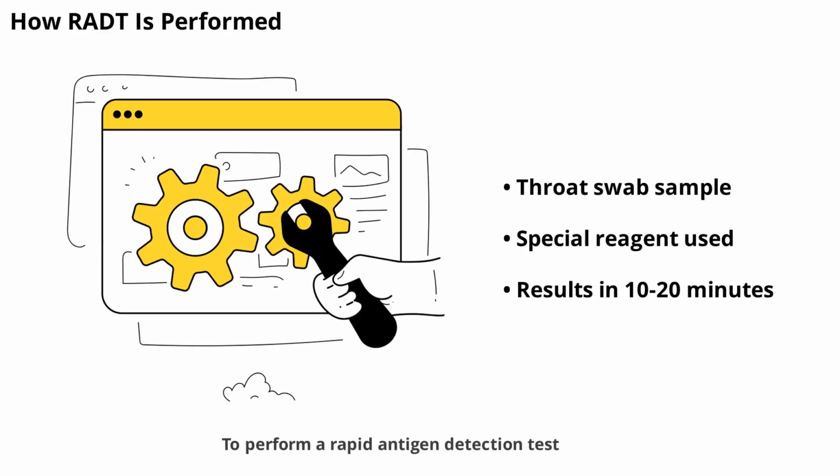To perform a rapid antigen detection test, a healthcare provider uses a sterile swab to collect a sample from the back of the throat and tonsils. The swab is then processed using a special reagent that reacts with strep antigens if present. The test kit provides a visual result, often similar to a pregnancy test strip, indicating whether group A Streptococcus is detected. The entire process takes about 10 to 20 minutes.